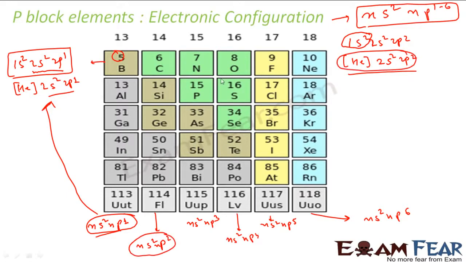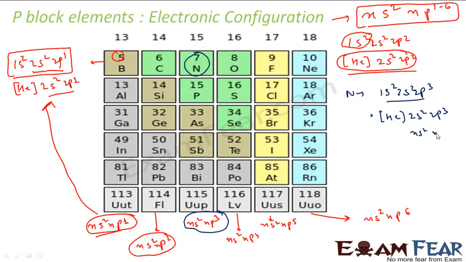Similarly, let me write for nitrogen now in blue. So nitrogen, it will be what? 7. 7 is what? 1s2, 2s2, 2p3, right? 2 plus 2, 4 plus 3, 7. This is nothing but, if you see, helium 2s2 2p3. So the general trend we wrote was ns2 np3. So if you see ns2 np3, if you put n is equal to 2, the trend is matching.